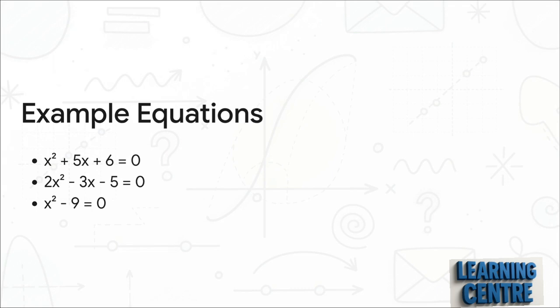Did you spot it? It's that little squared symbol. In every single one of these equations, the highest power of our variable, x, is 2. We have an x squared term. That right there is the telltale sign, the dead giveaway that you're dealing with a quadratic equation.